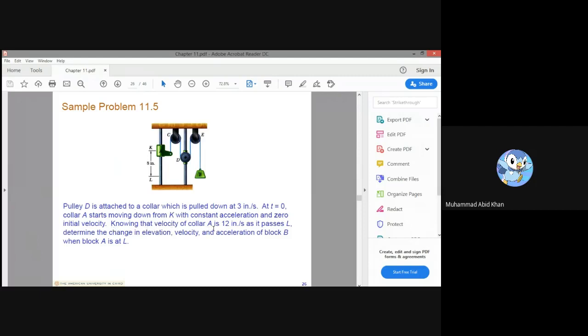Knowing that the velocity of collar A is 12 inch per second as it passes L, this one is position L, determine the change in elevation, velocity and acceleration of block B when block A is at L position. That is the question. We need to find the acceleration of block B.